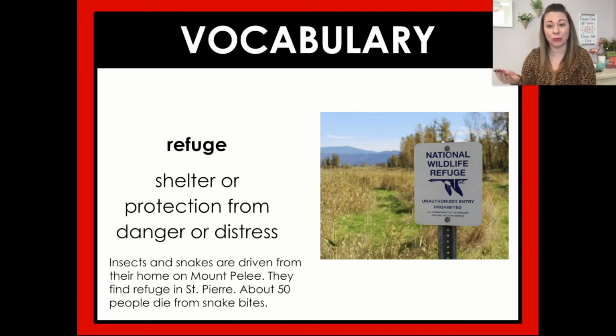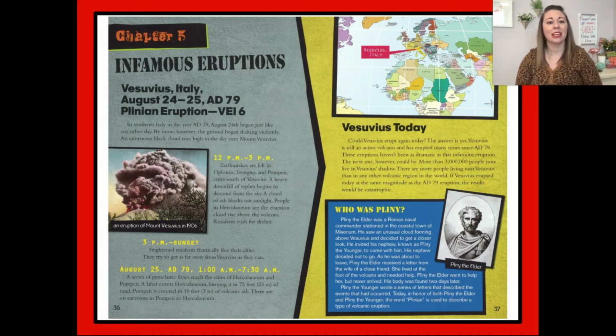Or in our picture, we have a national wildlife refuge. That's a place where animals can be protected from danger or from distress. So in today's reading, we are going to read about infamous eruptions. So infamous means they're so famous, like everyone knows about them.